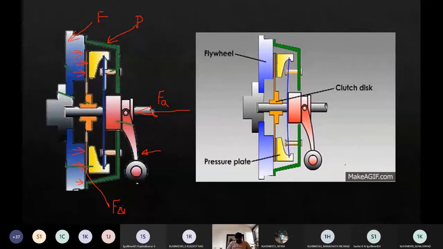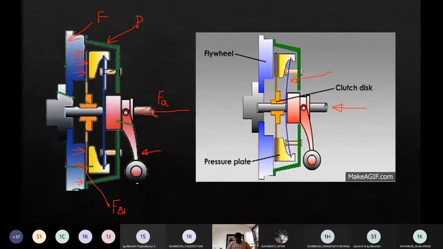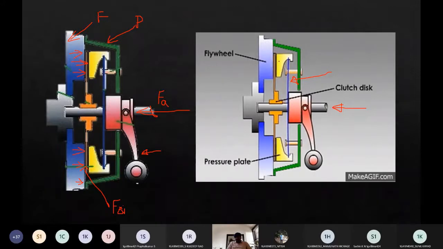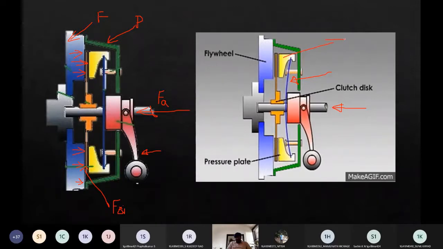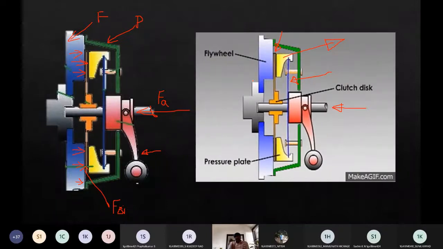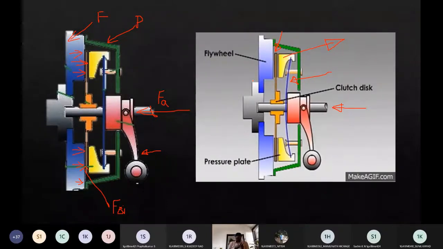When we apply the force, see what happens to the diaphragm spring. The diaphragm spring is pushing the pressure plate backwards. When it moves backwards, a gap is formed. This gap means there is a disengagement, a total disengagement between the flywheel and the clutch plate. Is it clear? This is the entire concept of the clutch plate, guys.